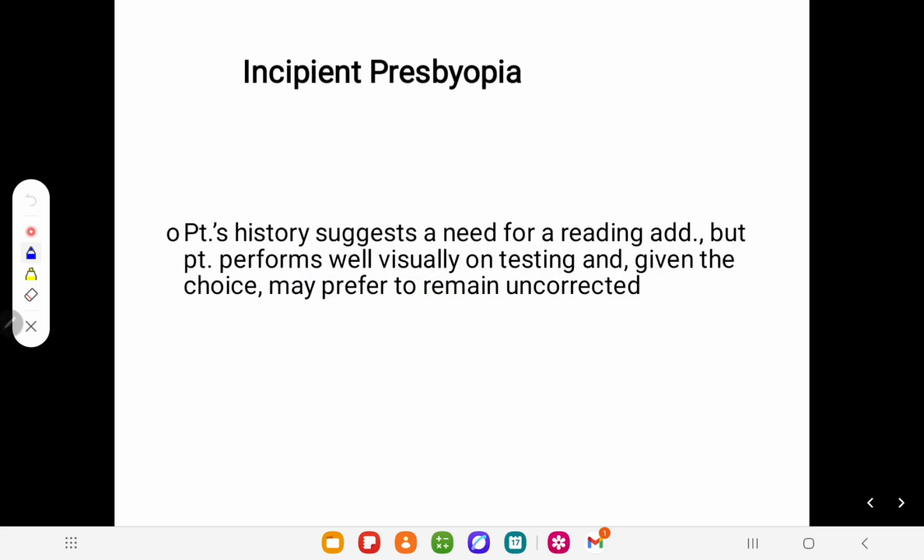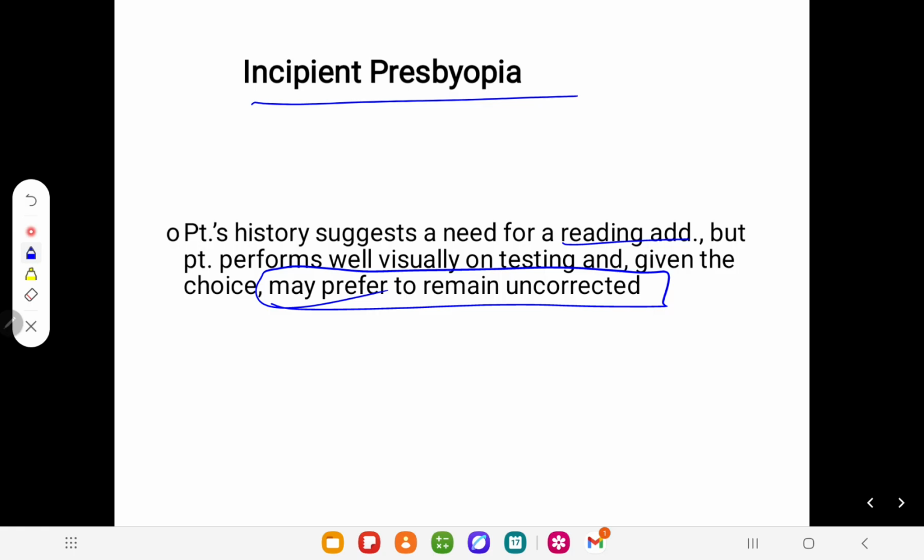Okay. In incipient presbyopia, the patient history suggests the need for a reading aid, but the patient performs well visually on testing and, given the choice, may prefer to remain without one. You don't force the patient. If they want, they will take reading glasses. If they don't want, don't force them. When they realize, they will come and buy the glasses by themselves. They're on and off: sometimes they feel better, sometimes worse, depending on the illumination and other things. So in incipient presbyopia, don't force them to take glasses.